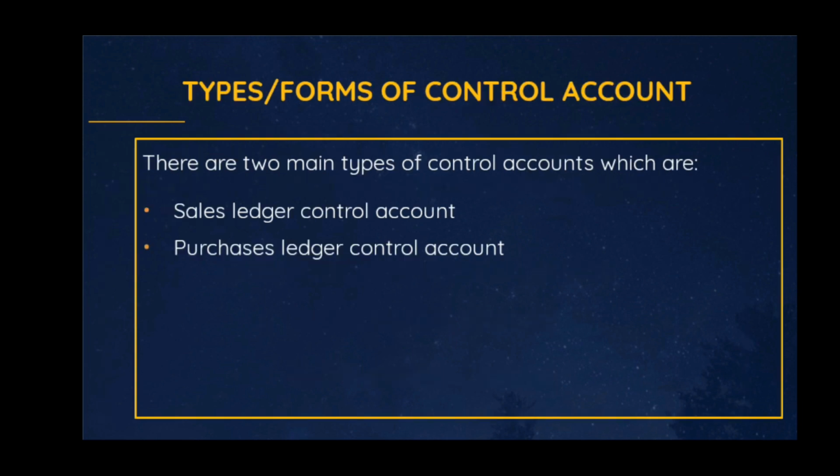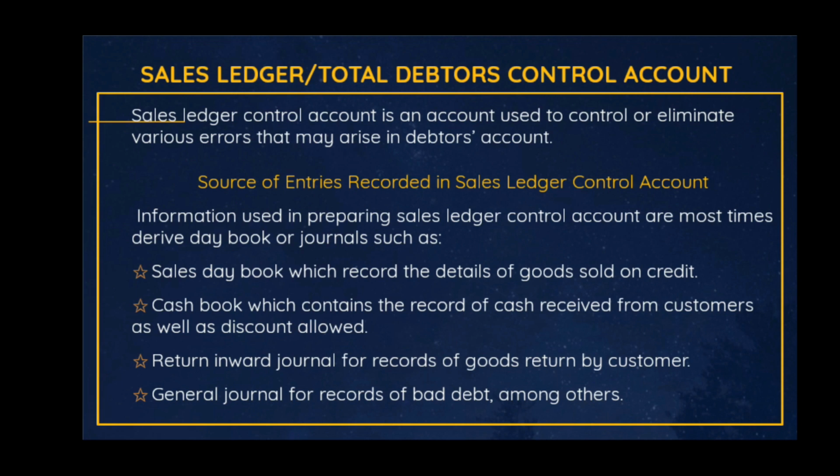Now, what are the types or forms of control account? There are two main types, which are sales ledger control account and purchases ledger control account. What is sales ledger control account? This is an account used to control or to eliminate various errors that may arise in a debtor's account. What are the sources of entries we use in preparing it? The source of entries in preparing the sales ledger control account is from the day book or source documents.